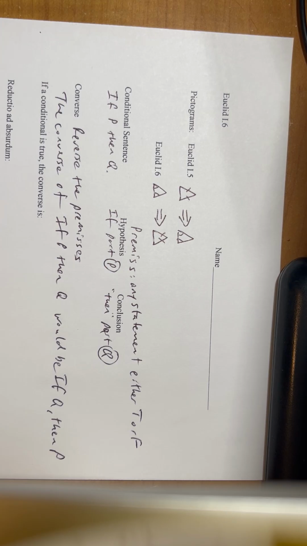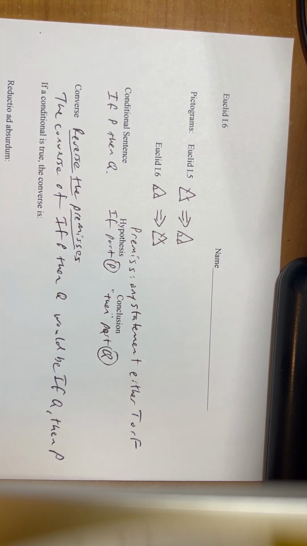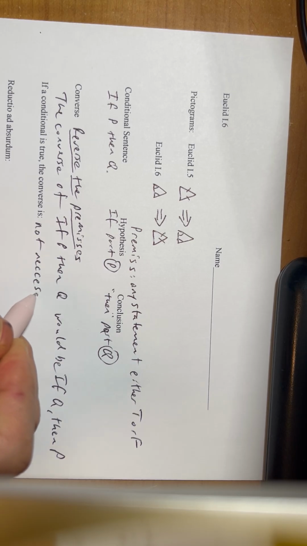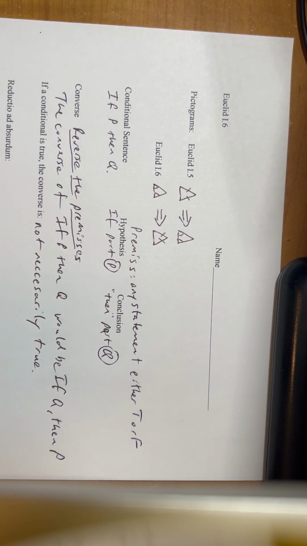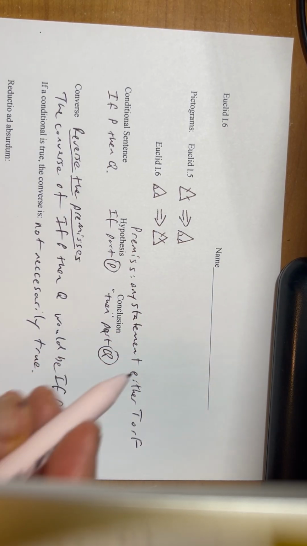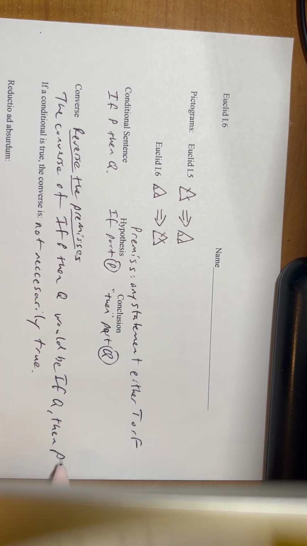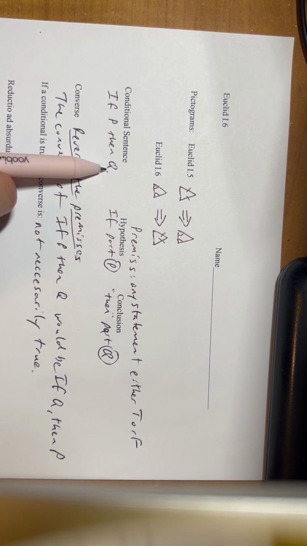All right, and so maybe we've talked about this once already in this class, but if a conditional is true, the converse is not necessarily true. It could be true, it might be false. And the famous one that I use is, if it's raining, then it's cloudy. P would be, it's raining. Q would be, it's cloudy.